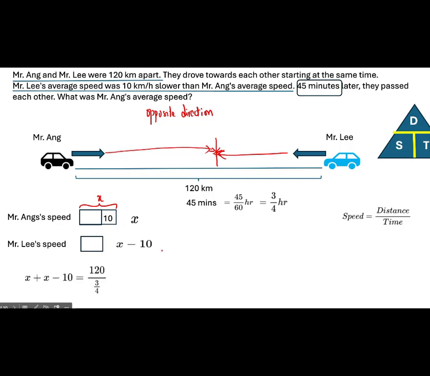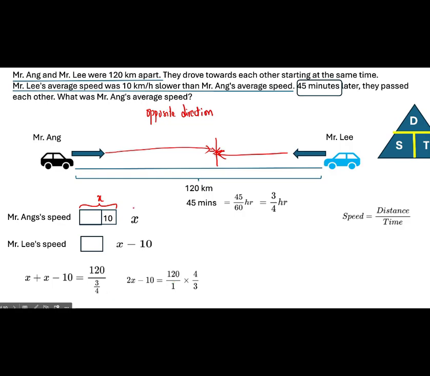So we add up x plus x minus 10 is equal to, the distance is 120 divided by the time, which is 3 by 4. And 120 can be written as 120 over 1 divided by 3 by 4, which will come into 120 over 1 times 4 by 3. Divided by 3 by 4, when you convert it into times, it will inverse and it will become 4 by 3. And on the left hand side, x plus x is 2x. So 2x minus 10 is this much.